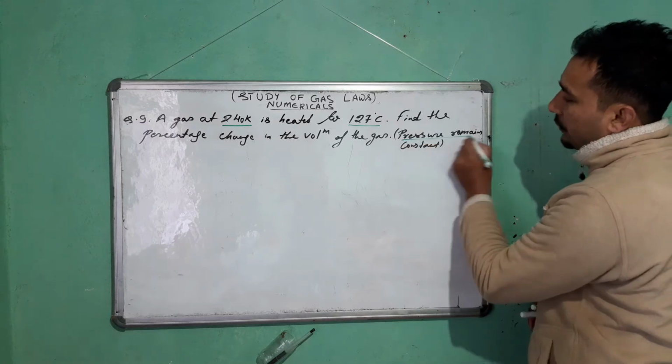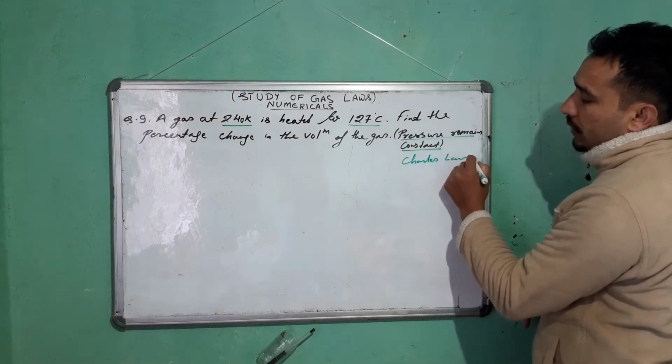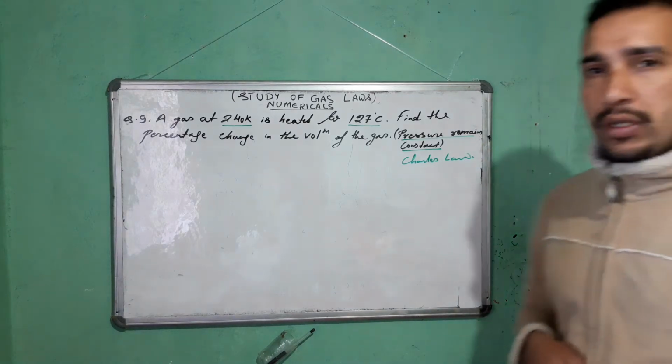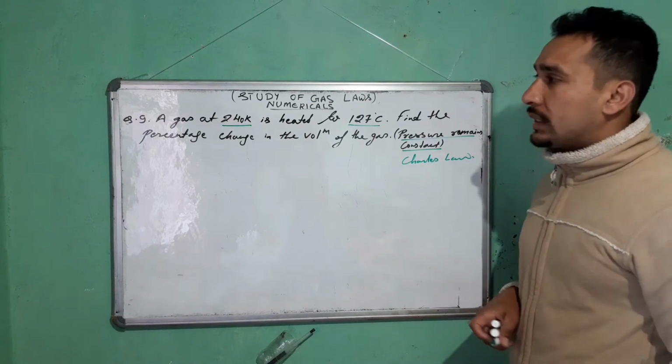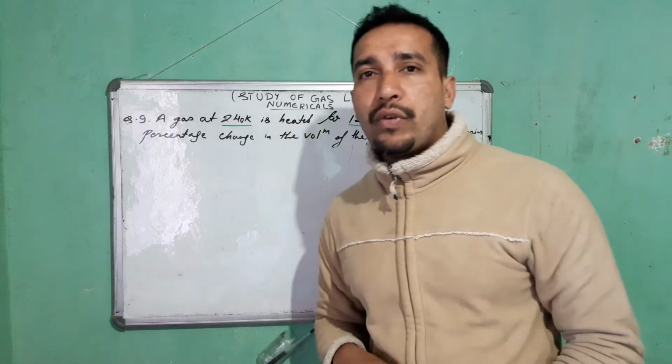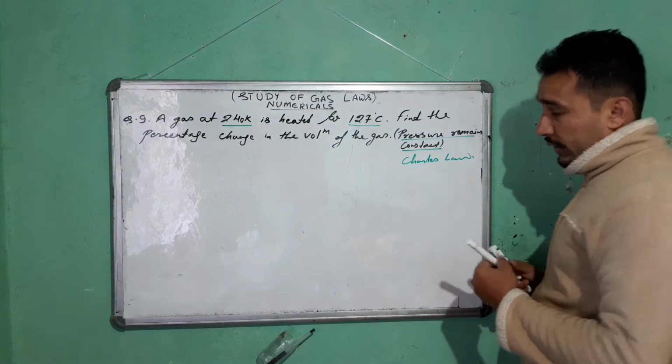Pressure constant means you have to use Charles law. If temperature is kept constant, then that means Boyle's law. If nothing is kept constant, then you have to use the combined form of gas law. Now, let's proceed with this question.